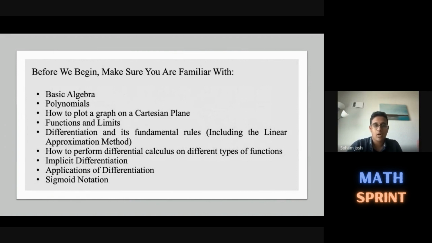The topics to know are basic algebra, polynomials, how to plot a graph on a Cartesian plane, functions and limits, differentiation and its fundamental rules, how to perform differential calculus on different types of functions, implicit differentiation, applications of differentiation, and sigma notation. If you want to understand differentiation, you can check out my earlier videos on calculus, which cover these topics. Do note for this video, I'm only working with real numbers and not imaginary numbers.